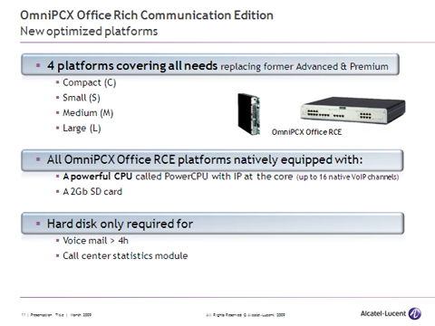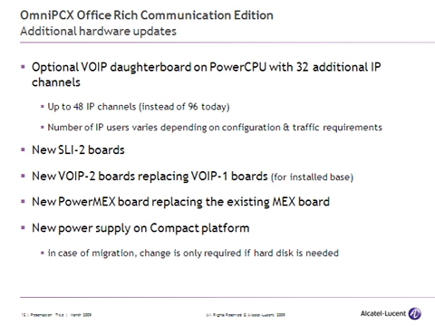The new power CPUs also offer a 2GB SD card, which means that the hard disk is now only required for systems that have more than 4 hours of voicemail or have the call center statistics module.